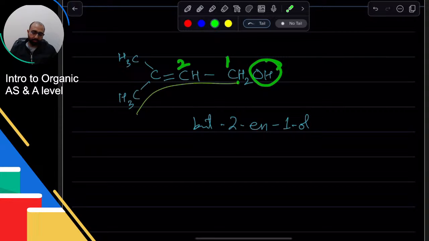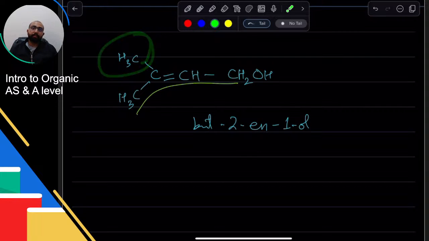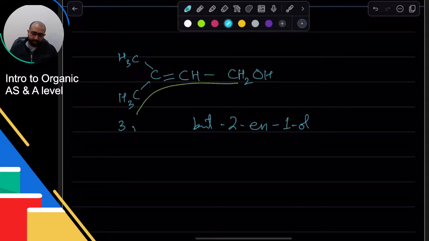So this is 1, this is 2, this is 3, this is 4. Now this one is an alkyl. So this is going to be 3-methyl butene 1-ol. There you go. So we have named it. Alright. So that's how you find out the names.